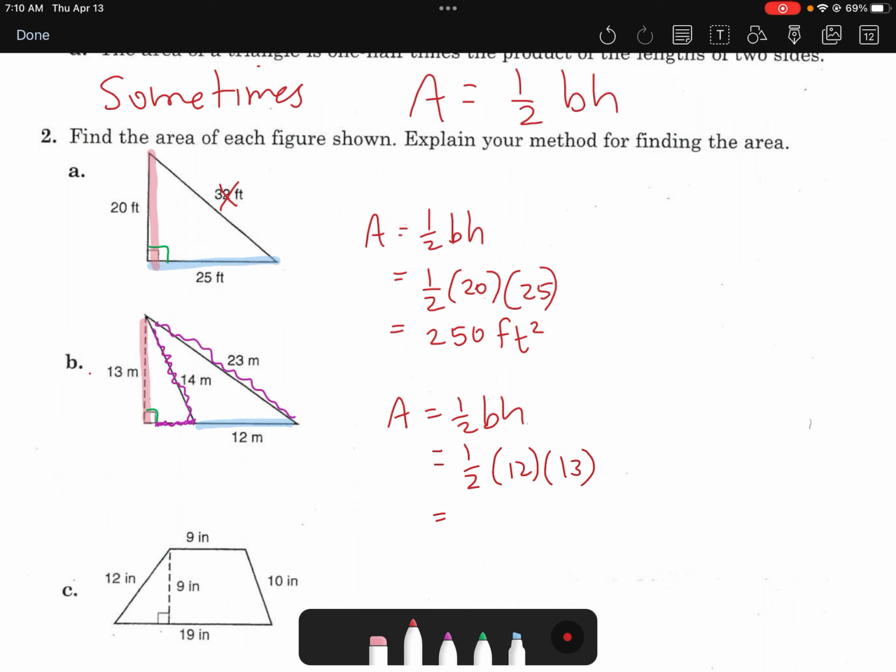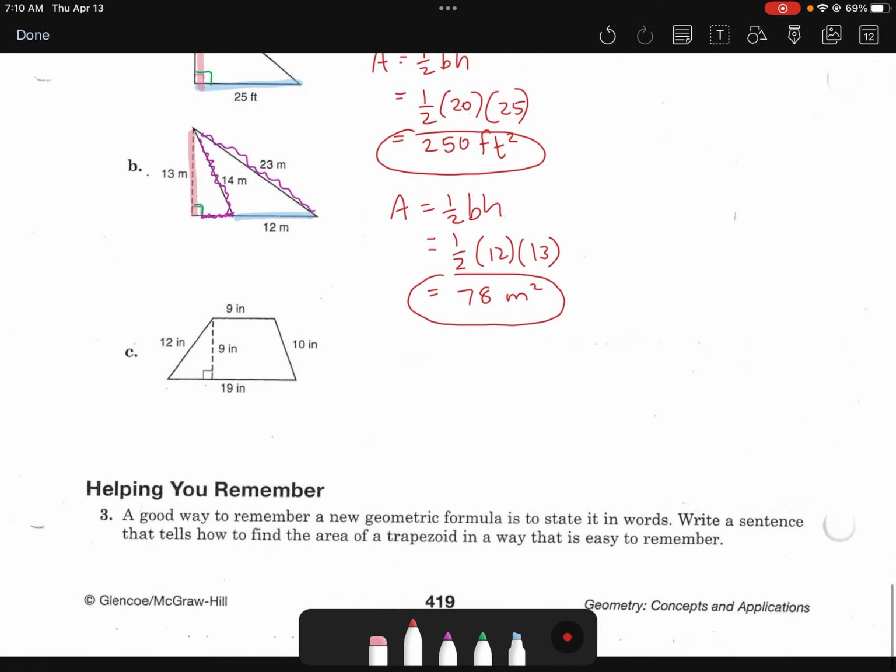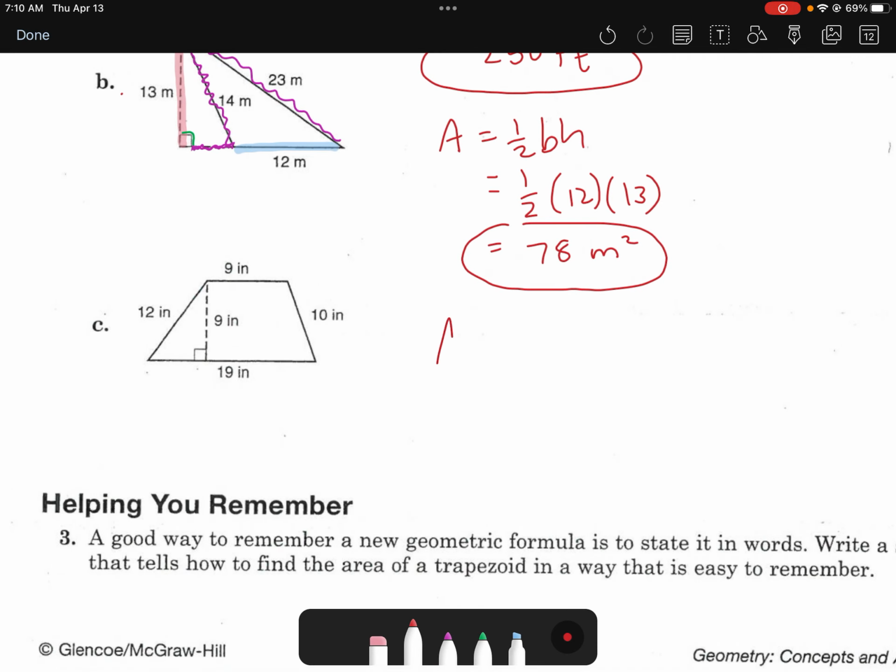Okay, now unfortunately, that one doesn't just jump out to me as something that's easy. So we're going to take 0.5 times 12 times 13. And that'll give us 78 square meters. Part C, we need to find the area of this trapezoid.